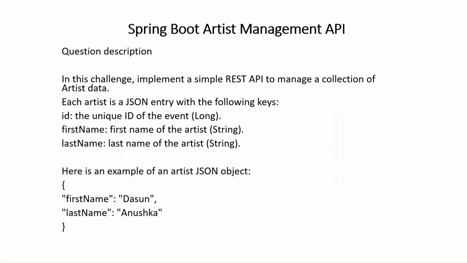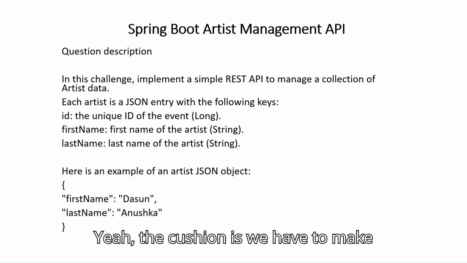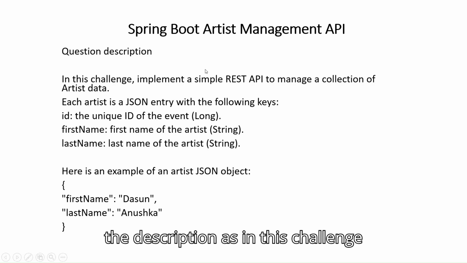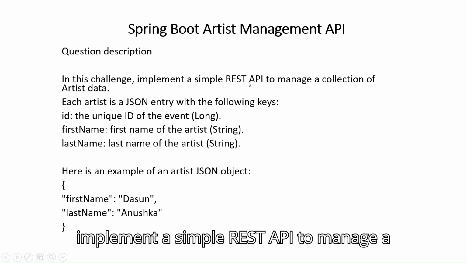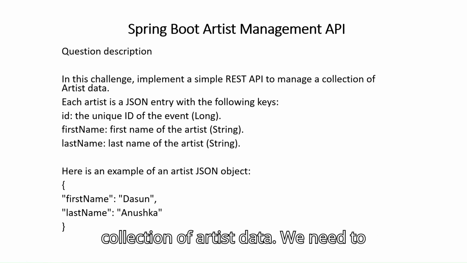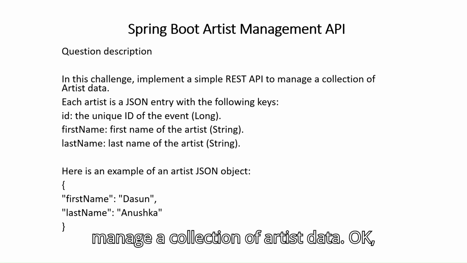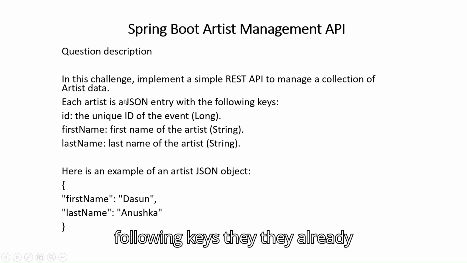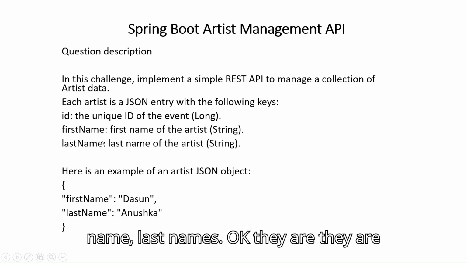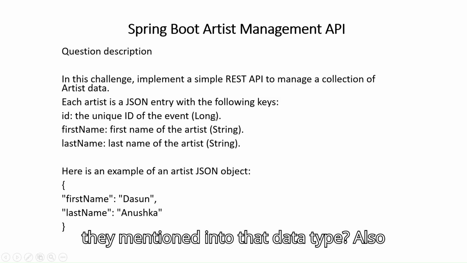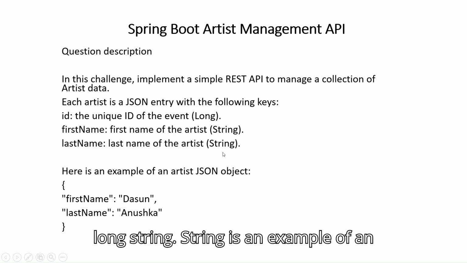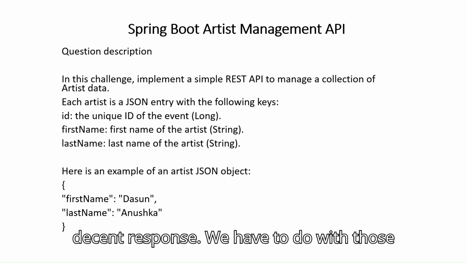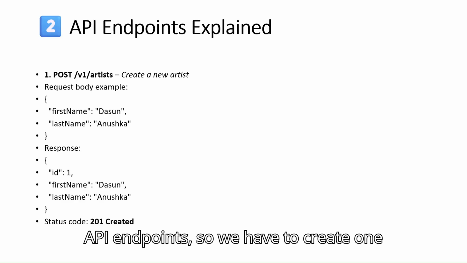The question is to make an artist management API. The description says: implement a simple REST API to manage a collection of artist data. Each artist is a JSON entry with the following keys: ID, first name, last name, with data types long and string. Here is an example of an artist, and this is the JSON response we have to return from the API endpoints.